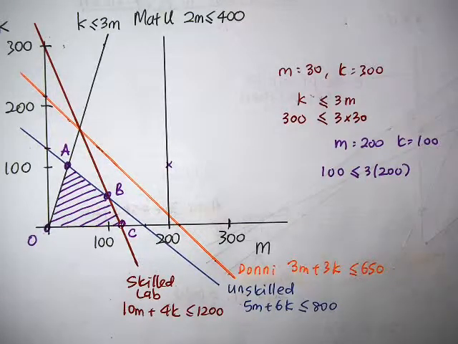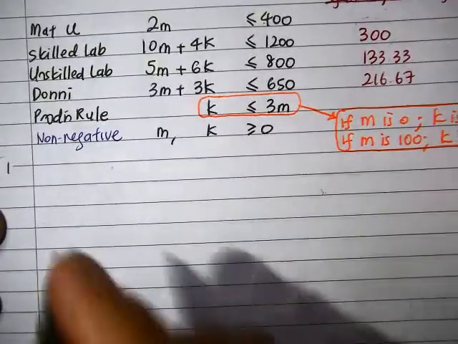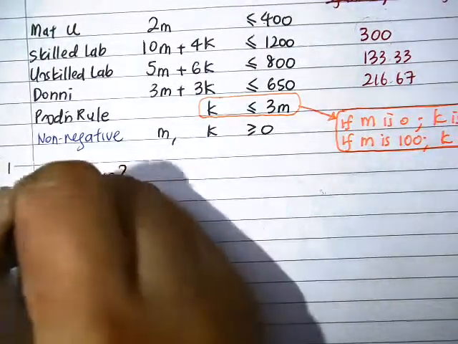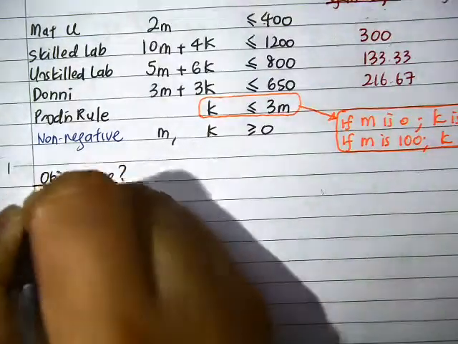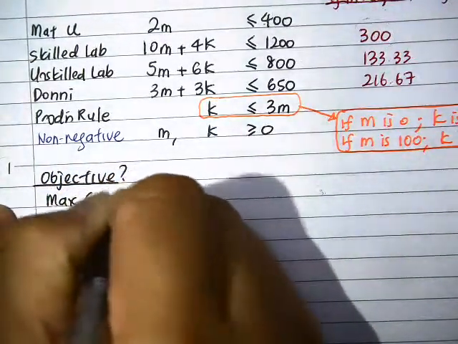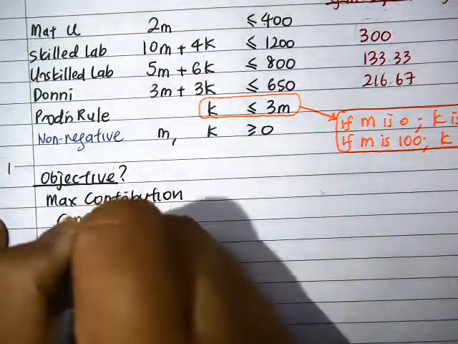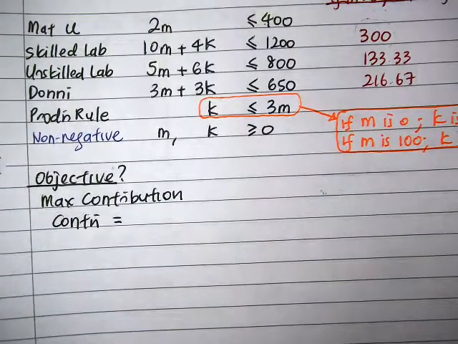So which is your optimum solution? Now, how do you find optimum solution? You will need your contribution now, okay? So I must come back to this part. Now, what is your objective? Objective is to maximize contribution, and contribution is what? Now, contribution is not given, so you must calculate on your own.